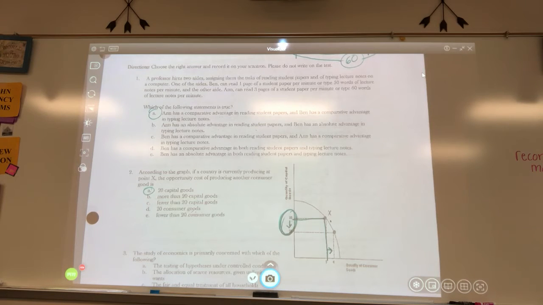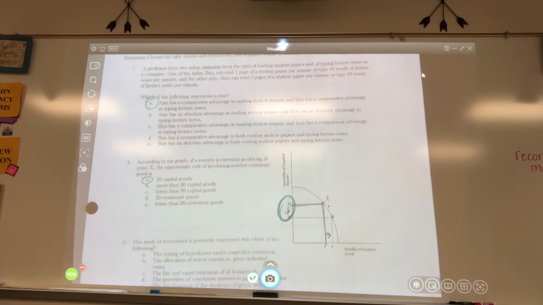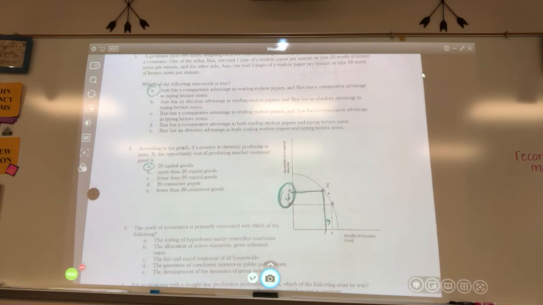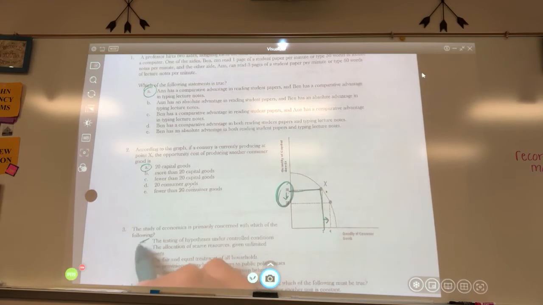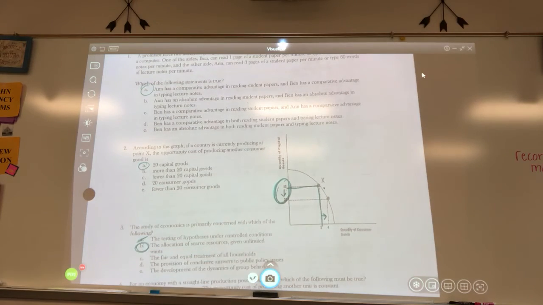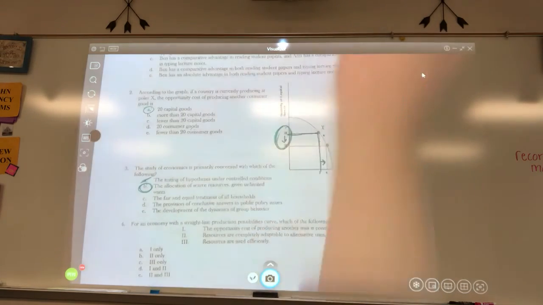Are y'all doing okay? Let's look at C. The study of economics is primarily concerned with which of the following? The testing of hypotheses under controlled conditions. No. The allocation of scarce resources given unlimited ones. Yay, because we talked about scarcity in our first lesson. Thank God we don't have to read beyond those.